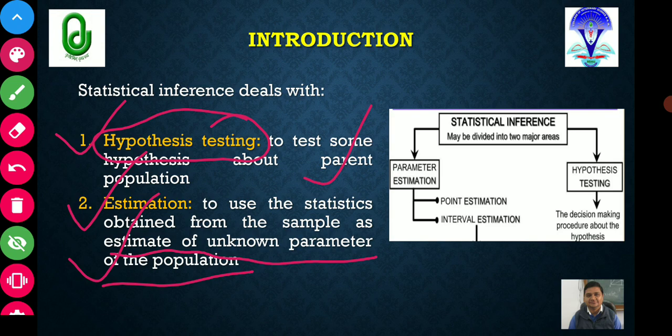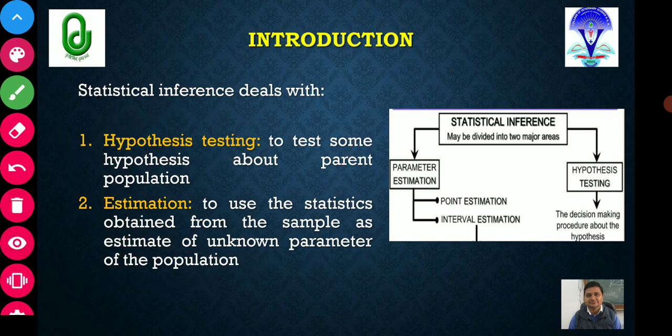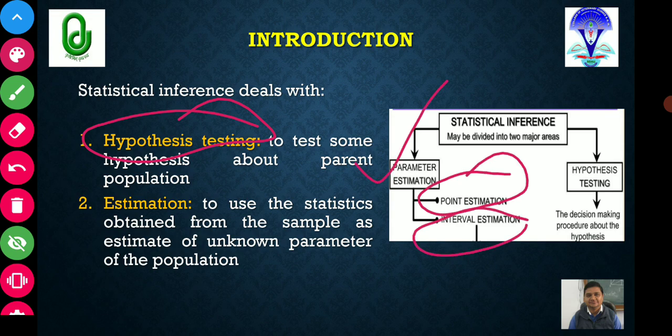In this lecture, we will be concentrating mainly on hypothesis testing. Here you can see that statistical inference may be divided into two major areas. The first one is parameter estimation, which includes point estimation and interval estimation. This we will be dealing with in the next lecture. Today we will be concentrating on hypothesis testing, the decision making procedure about the hypothesis. First of all, we have to make a certain hypothesis, and then we have to test it, to see whether our hypothesis is correct or wrong.